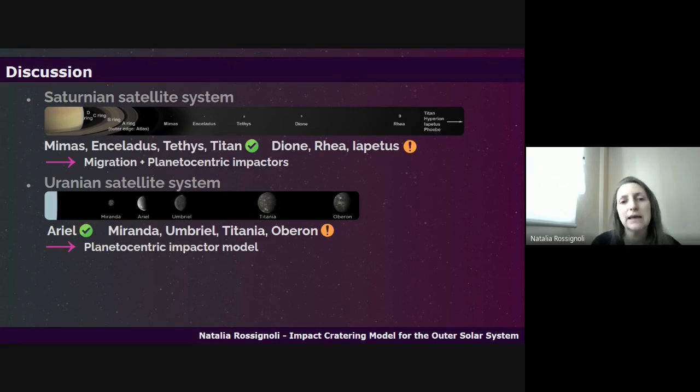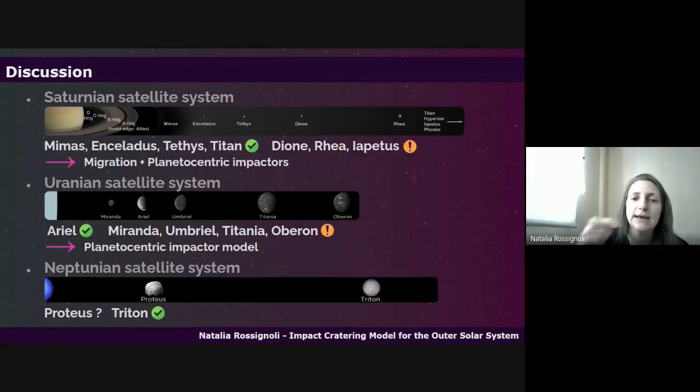So in this case, we looked into Manchin-Wall's paper and publication, and it was very interesting to see that even with some variations, you can build a planetocentric model that suits and fits the observed crater counts with very interesting and promising results that we are still looking into. And last, for the Neptunian satellite system, we do not have counts for Proteus, so it is difficult to see and to assess if the heliocentric model is suitable for this system.